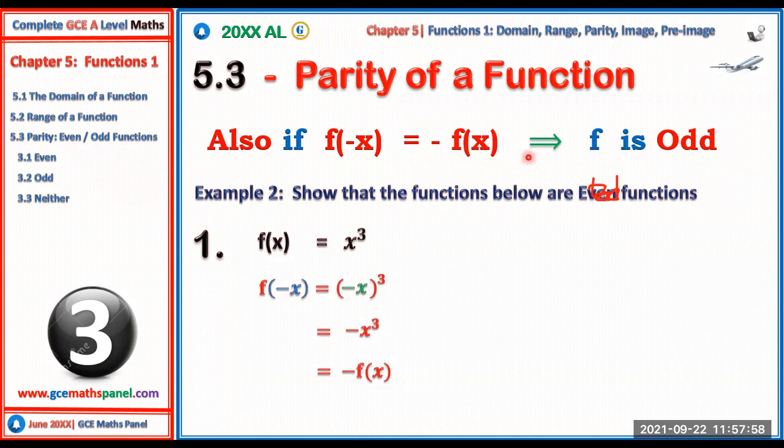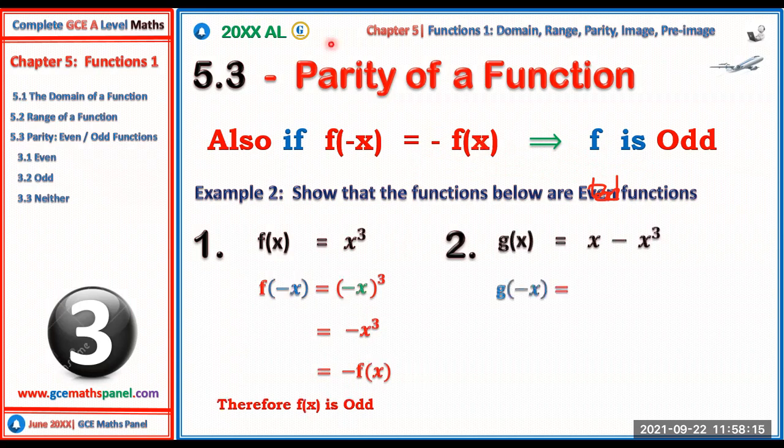This condition holds, implying that this function is therefore an odd function. So this is an odd function. Let's say another example, guys. We have g of x equals x minus x cubed.